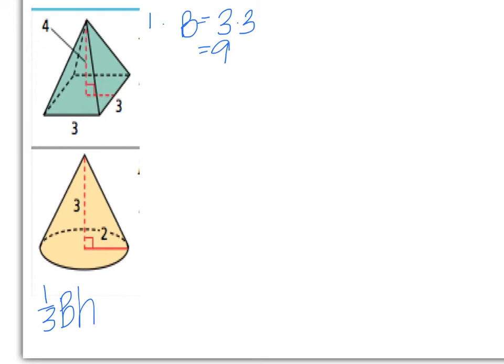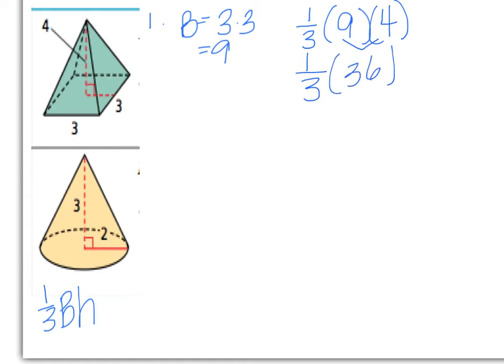Now I'm going to plug it into our equation of 1/3 base times height. I'm going to do 1/3, my base is 9, and my height here that they're giving me is 4. So 1/3, and then 9 times 4 is 36. You can also think of this as 36 divided by 3, which equals 12, and then I need to include units cubed.